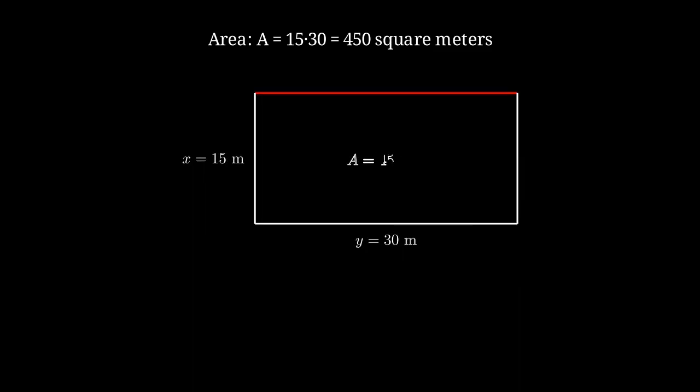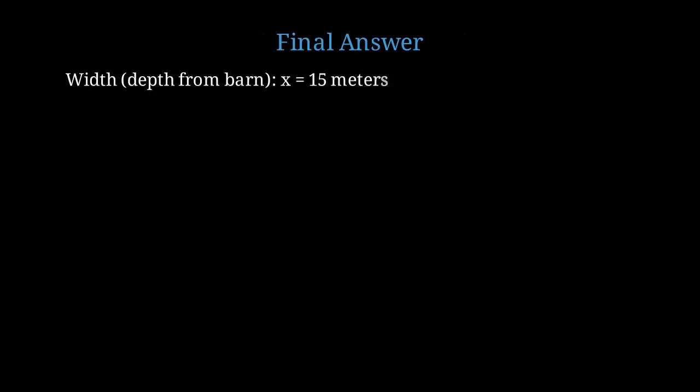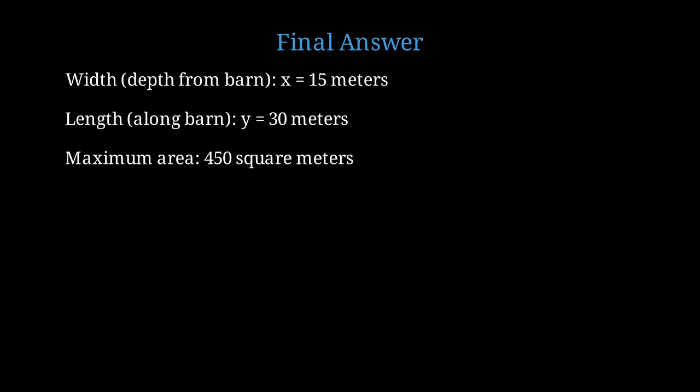Here's our optimal rectangular pen. The width is 15 meters, the length is 30 meters, and the area is 450 square meters. So our final answer is, the optimal width or depth from the barn is 15 meters. The optimal length along the barn is 30 meters. These dimensions give us a maximum possible area of 450 square meters.